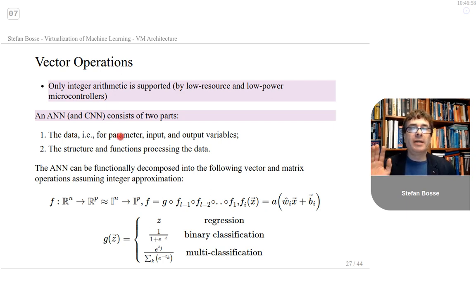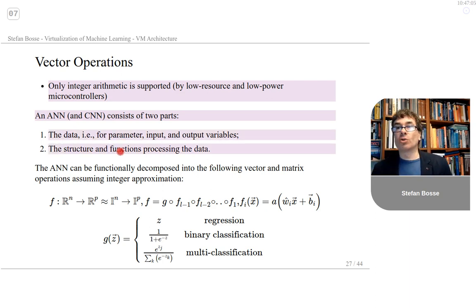And each ANN and CNN can be decomposed in data parts, functional parts, and structural parts. And both are provided by a REXA VM program: the model data, like the parameters, the weights, for example, of a neuron, and the code that is performing the computation of the artificial neural network or the convolutional neural network.